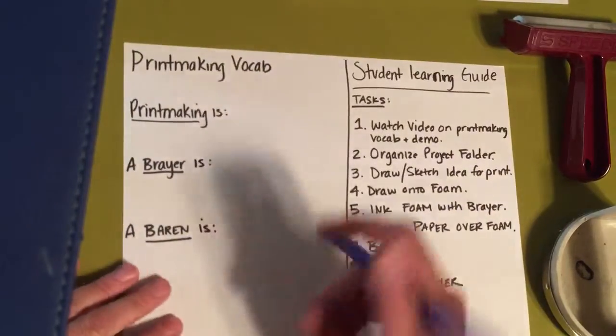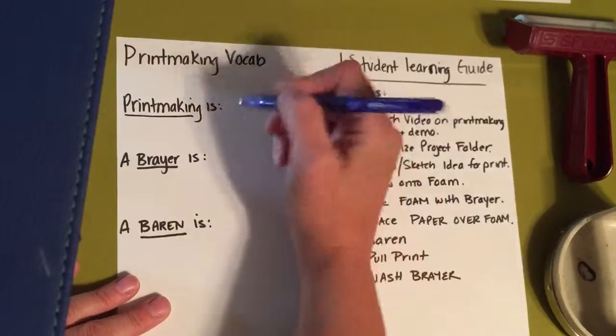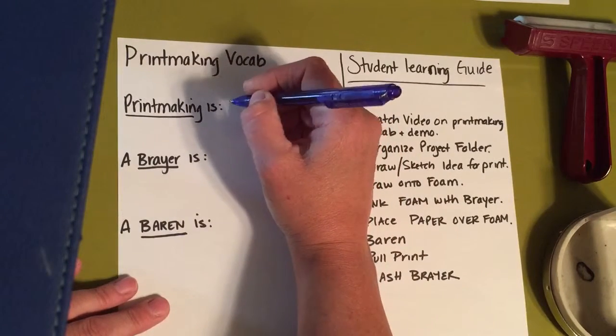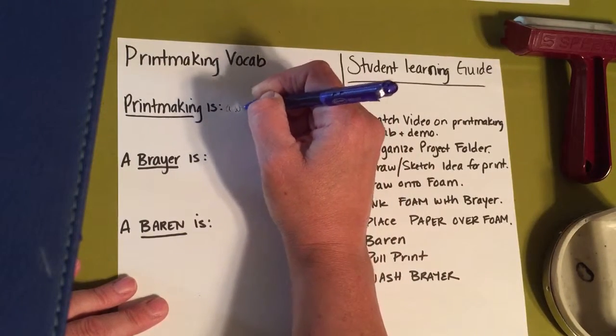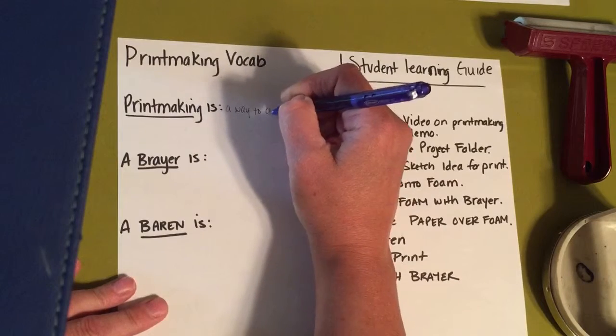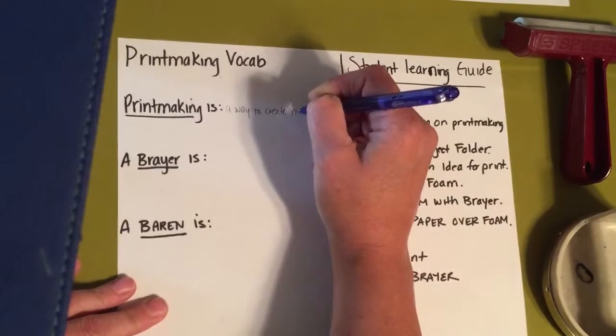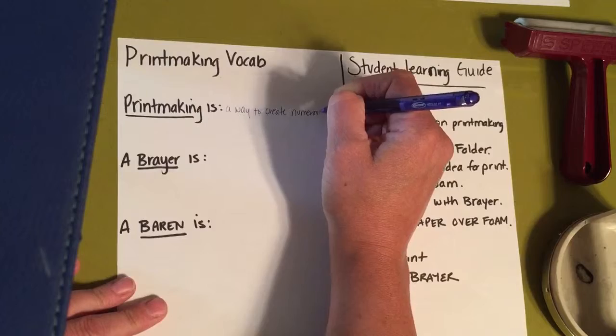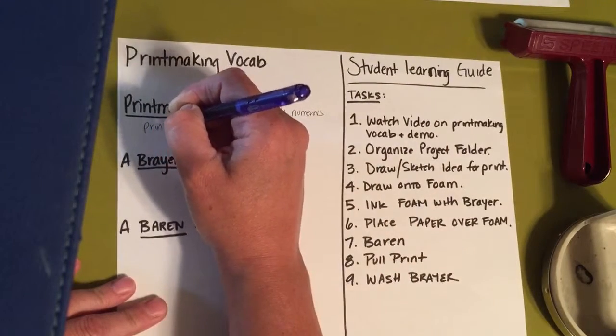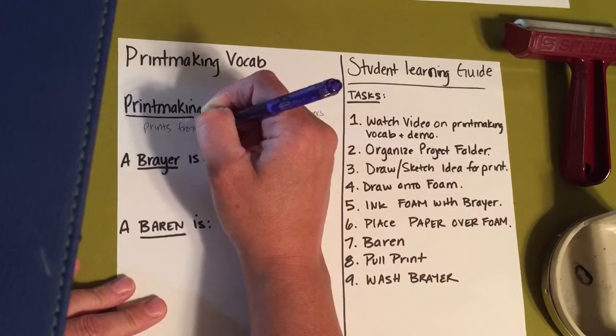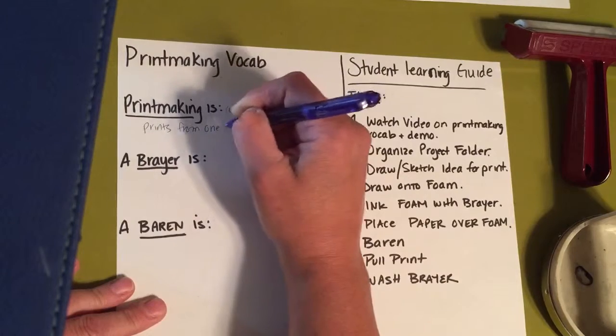It's great. So let's see. Let me get back to my vocab sheet. So printmaking is a way to create numerous prints from one main image.